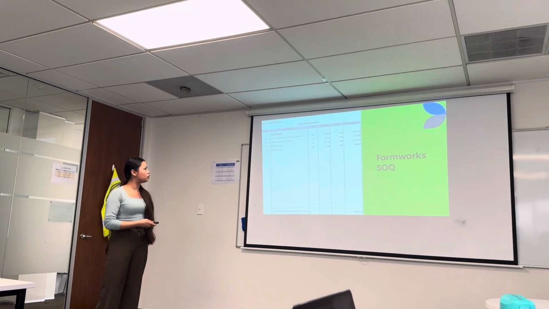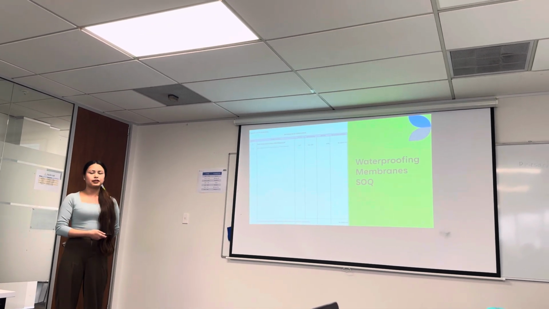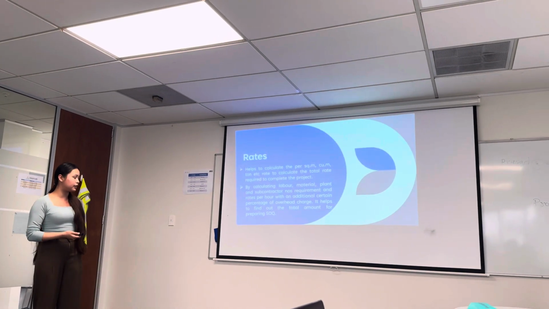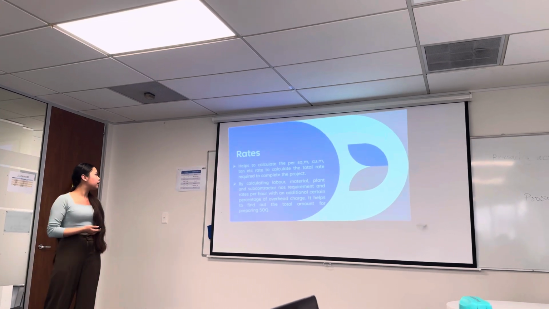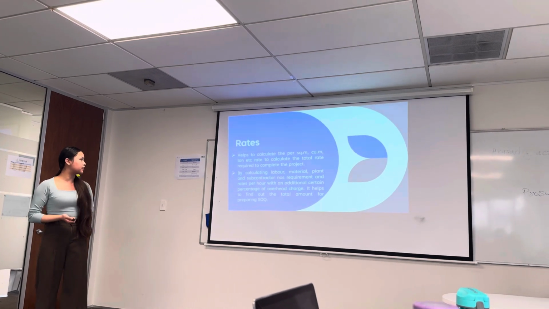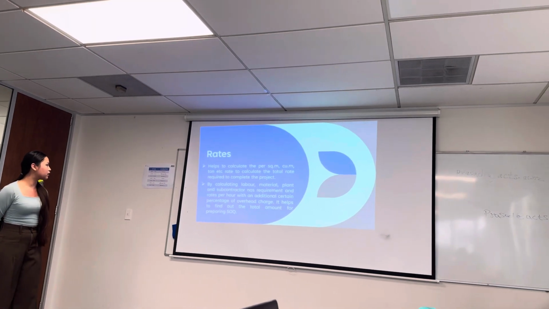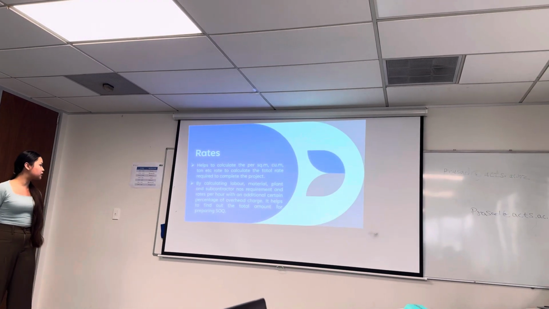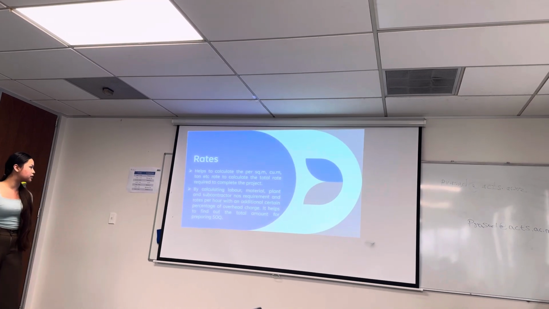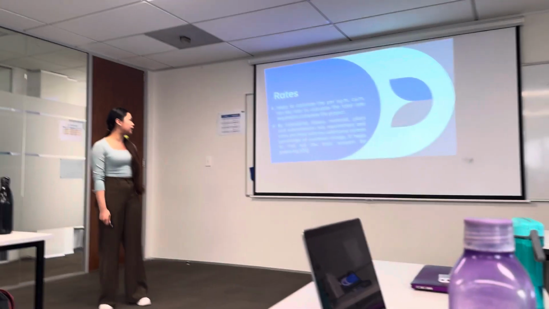So this is the schedule of quantities for formwork and waterproofing members. You can clearly see that I've mentioned different areas. This is the wet bed grounds, and it helps to calculate the per square, per cubic meter, ton, etc. rate to calculate the total rate required to complete the project. By calculating labor, material, plant, and subcontractor numbers, requirement, and rates per hour with an additional certain percentage of overhead charge, it helps to find out the total amount for preparing the SOQ.